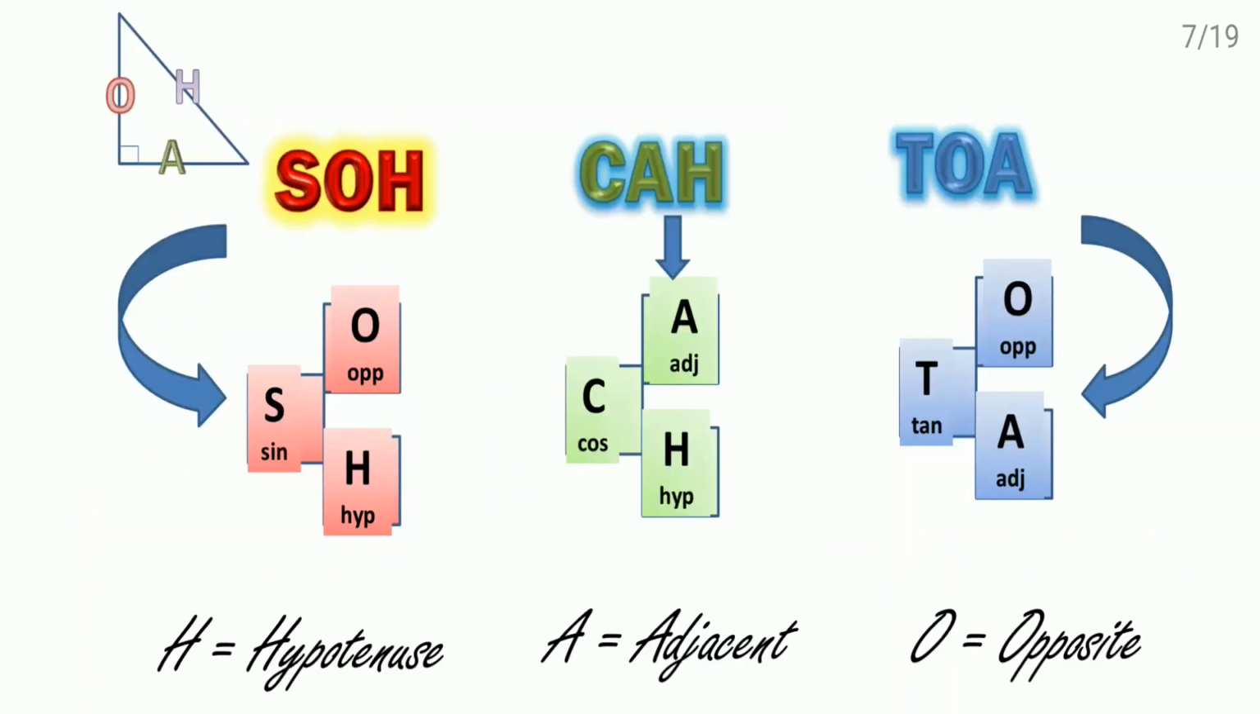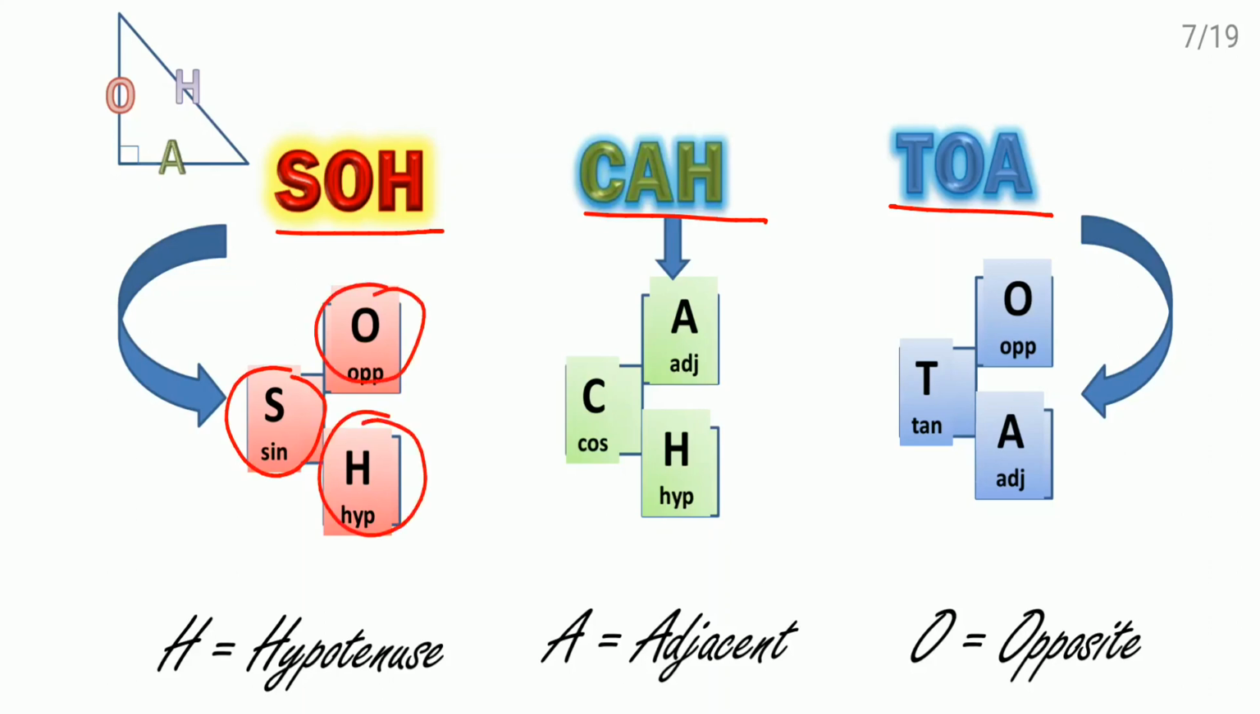Come to the trick now. What you have to remember here? You have to remember this sequence of letters. See, SOH, CAH and TOA. So, ka, to. So S means what? Sine. Sine is equal to opposite side by hypotenuse.